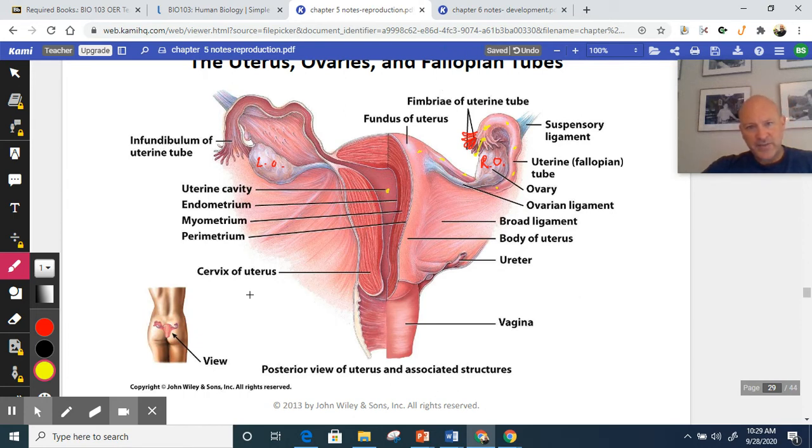The uterus has an inner layer here. This is called the endometrial layer. And this is where the egg cell will attach. There's also this thick muscle layer. This is called the myometrium. All right. And down here we have the cervix, which would be closed until the baby is ready to be born, and then slowly it will open up.